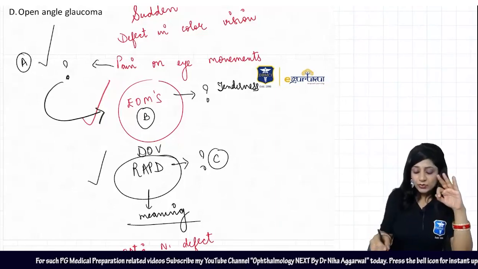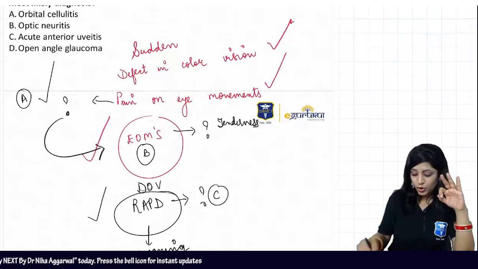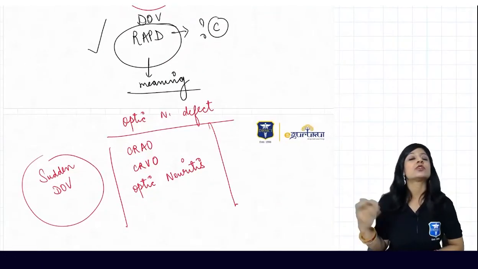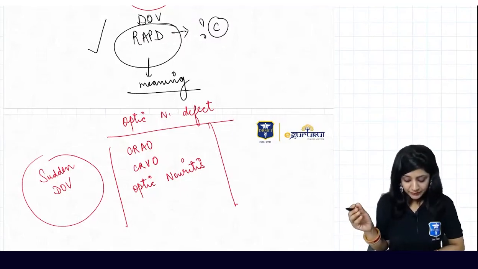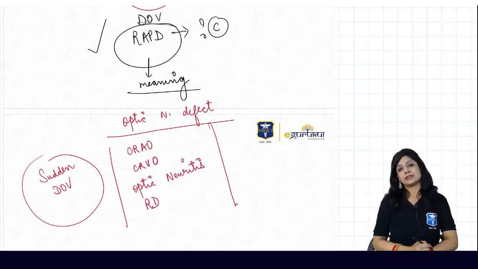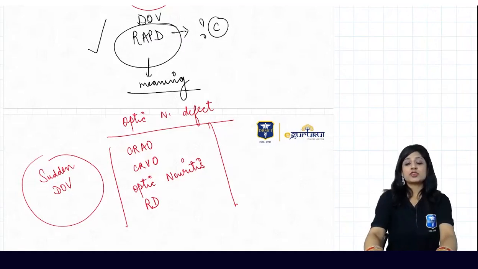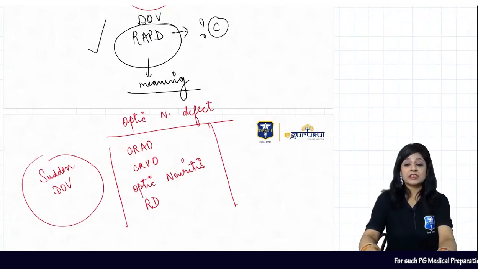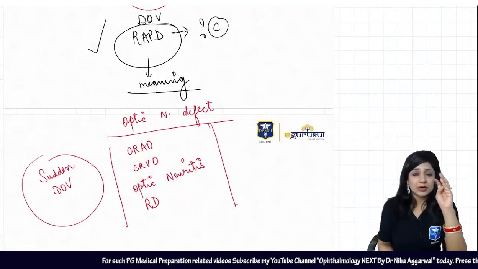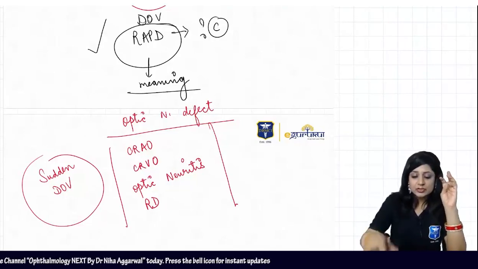Now, which of the conditions will give me the defect in the color vision also, and pain on ocular movements? Is it any of these conditions, or could it be something else also? We can have RAPD even in cases of retinal detachment. Now, all these conditions will give me sudden diminution of vision, but which of the following conditions will give me the defect in the color vision also? Along with this, they will also give pain on eye movements, and then they are giving RAPD. Which of the following conditions?